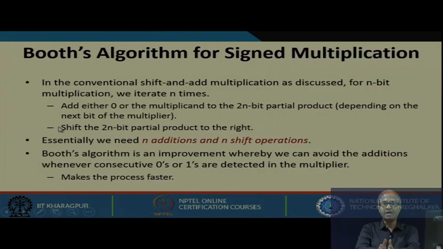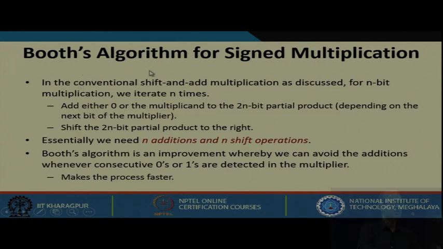Now we look at some improvement to this basic algorithm that we have just seen. In the shift and add method, if you recall the basic mechanism, our multiplicand and multiplier are both n bit numbers. We are repeating the process n times, inspecting 1 bit of the multiplier every time. We are either adding the multiplicand or adding the zero. So, we need n addition steps and n shifting steps. That is required in the basic shift and add method.